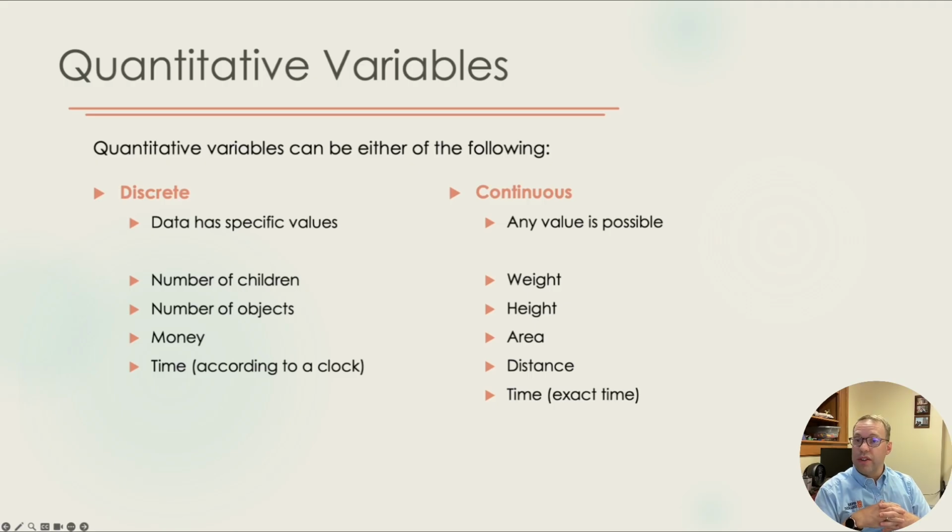Okay, those are your two different types of quantitative variables, discrete and continuous. In our next video, we're going to talk about the different levels of measurement.